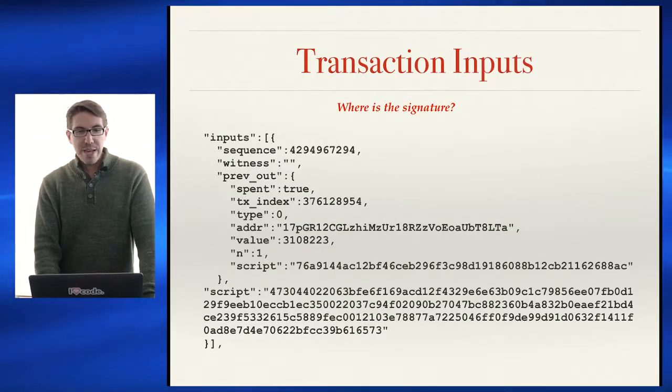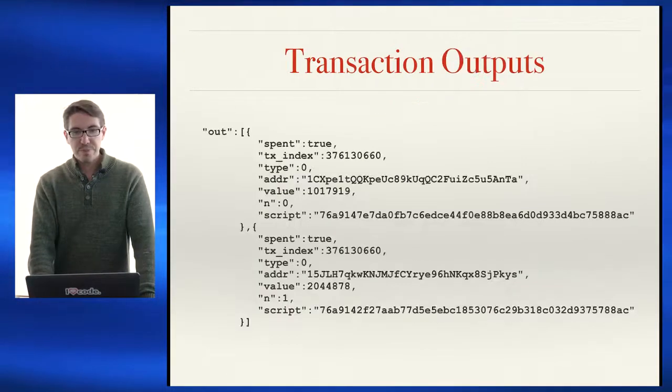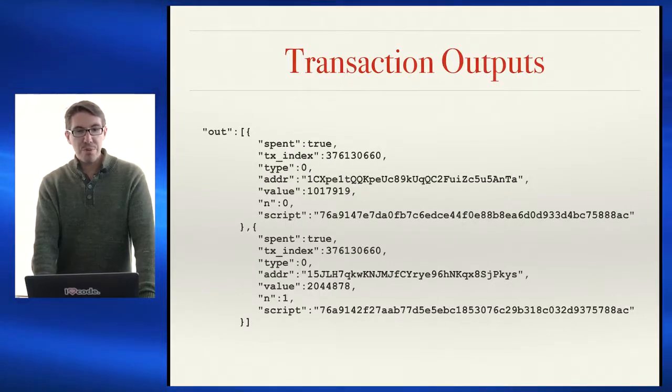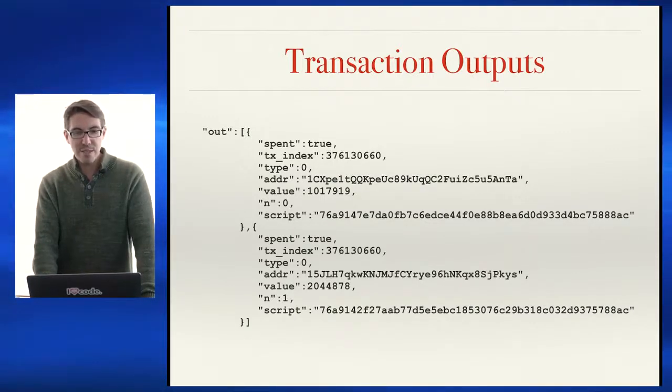So here we have some transaction inputs along with the script that will be run. And then we have the outputs with their script. You can see here that we have the addresses they're being sent to, 1CXPE1T... and 15JLH7Q... along with what their values are.